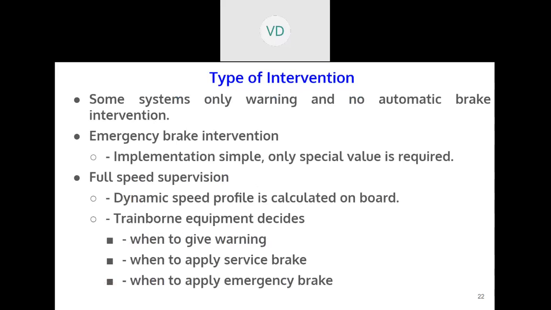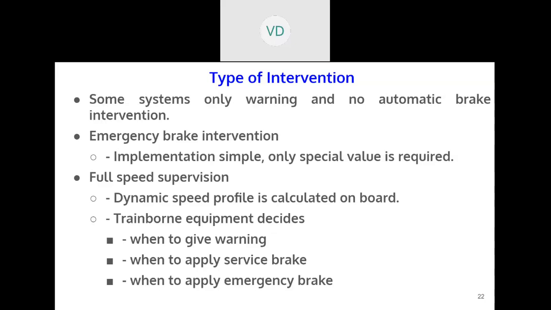The next category, type of intervention. What type of intervention will the train control system implement? Some of the systems only give warning and no automatic brake. Some of the systems are emergency brake intervention. But this emergency brake intervention implementation approach is simple.